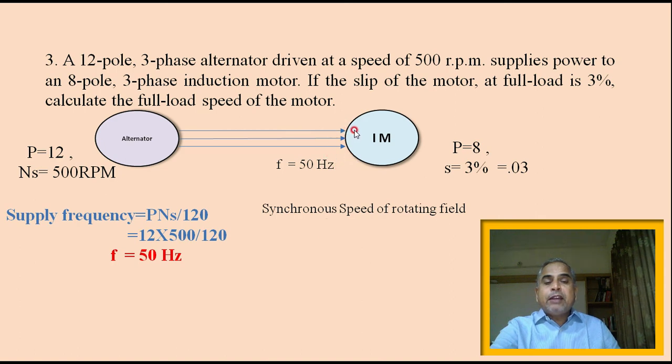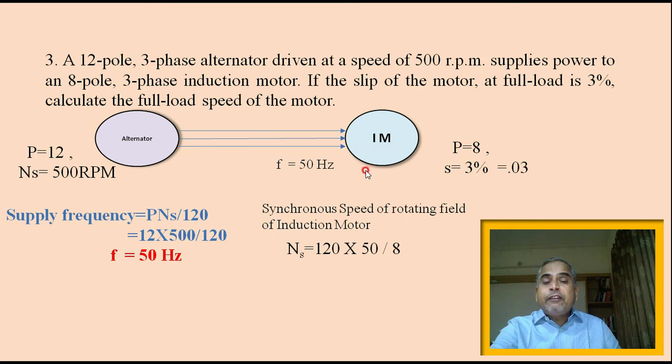Before calculating the speed N, that is given by N is equal to 1 minus S into Ns. Therefore, we want the synchronous speed of the induction motor. That is the speed of the rotating magnetic field, that is the Ns. That is why I have written clearly here, synchronous speed of rotating field of an induction motor. That is given by Ns is equal to 120 F by P. Once again the formula is same, 120 F by P. Here F is 50 Hz, the P is 8.